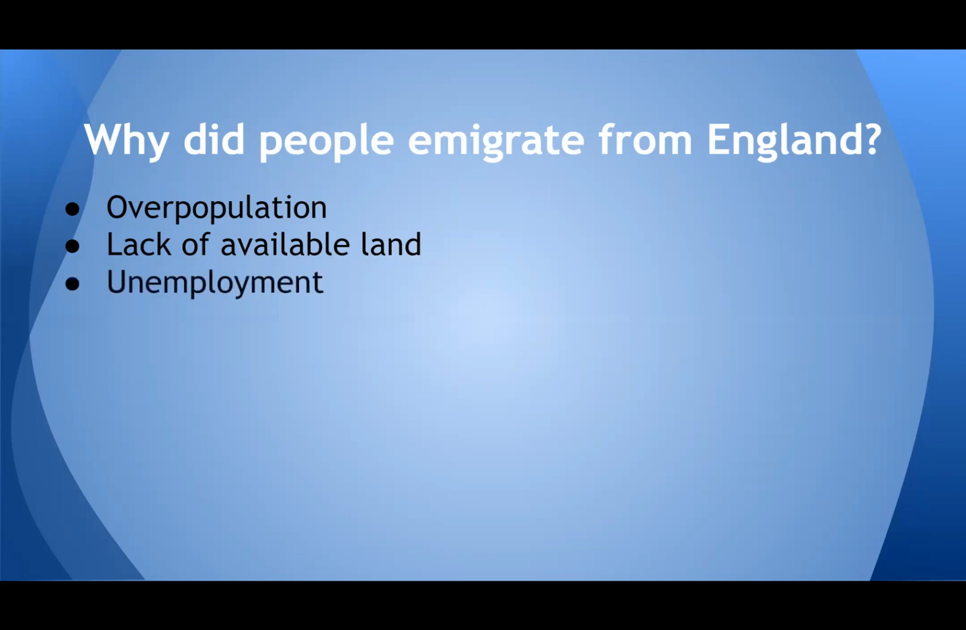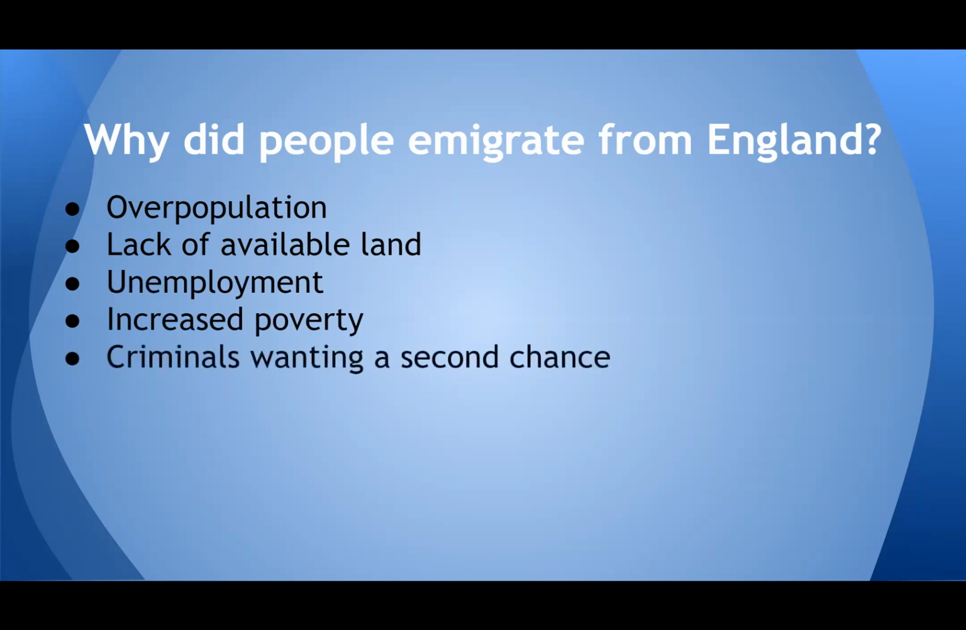So because of the overpopulation, there was also a lot of unemployment, which led to a lot of poverty in England. So people were trying to escape that and find opportunities in the New World. And then a lot of people who were criminals saw the New World as a place for them to have a second chance and leave their crime behind them, as well as people who were in debtor's prison.